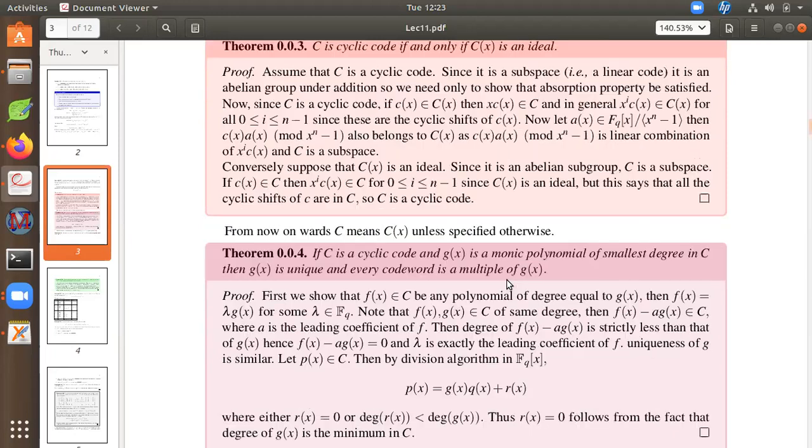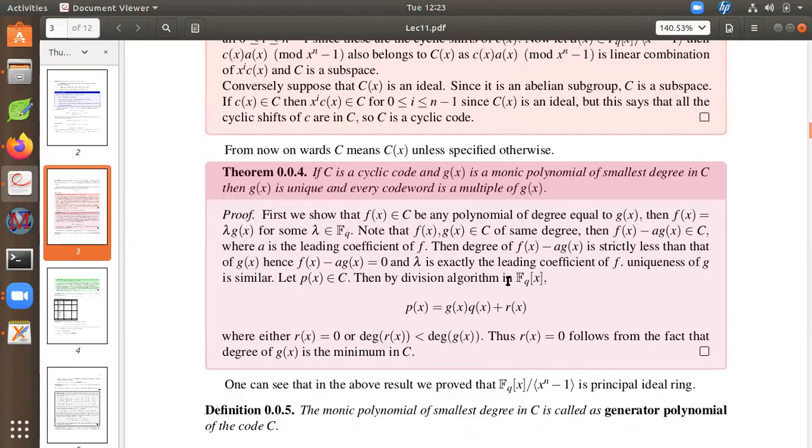So this is the most important result. C is a cyclic code, g(x) is a monic polynomial of smallest degree in C. Then g(x) is unique and every code word is a multiple of g(x). The proof is simple again. Even though the first part is not required here, I have given it for various purposes. First we show that if f(x) belongs to C is any polynomial of degree equal to that of g(x), then f(x) is exactly lambda times g(x).